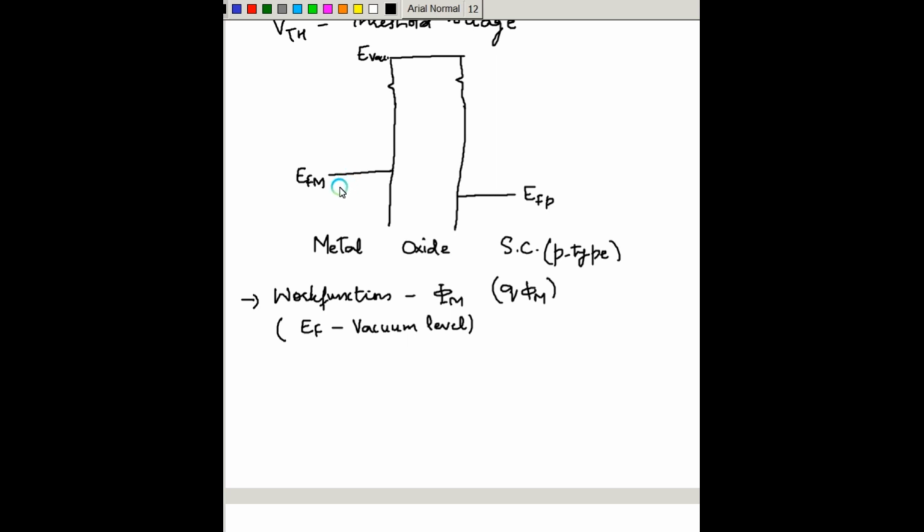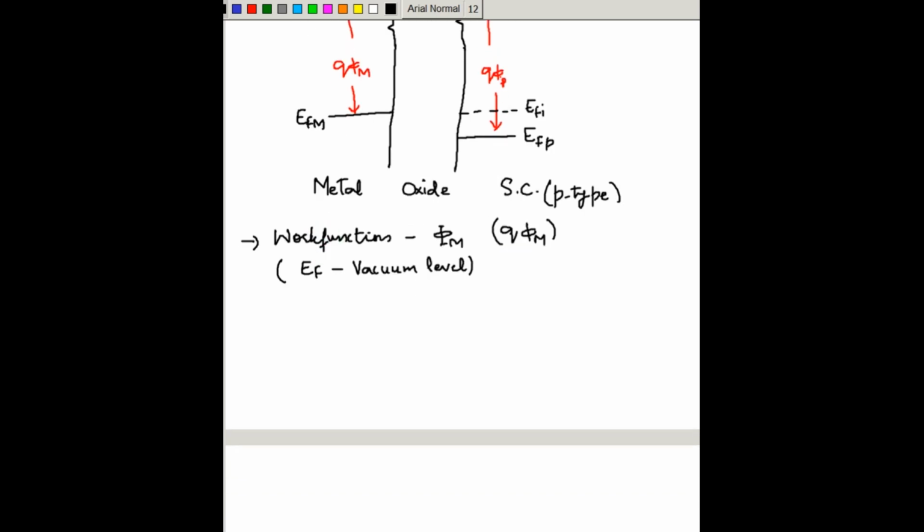Now the work function of the metal will be measured as Q phi m, from the Fermi level to the vacuum level. Similarly, Q phi p will be measured from here to here. So if we look at the diagram, we can see that Q phi p is greater than Q phi m. Okay, and for better understanding, we can also draw the intrinsic Fermi level, which in the case of a p-type will be somewhere here, EFI.